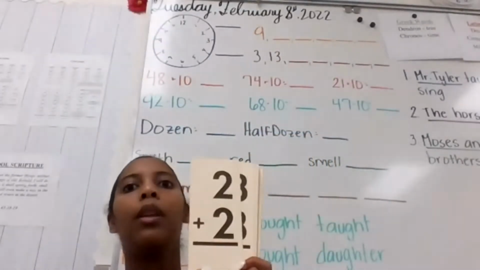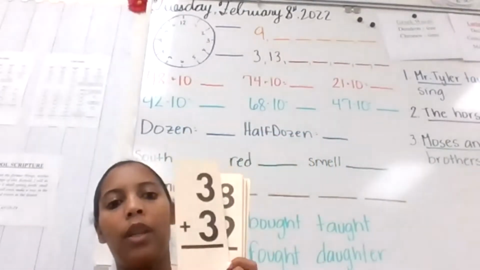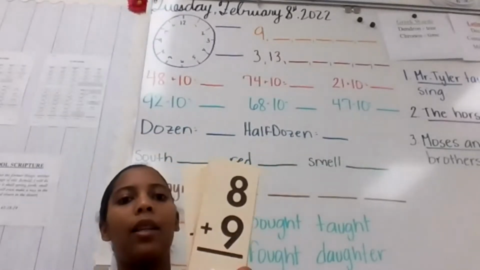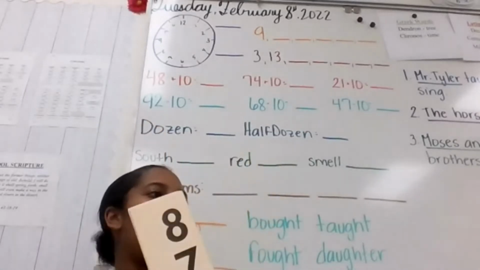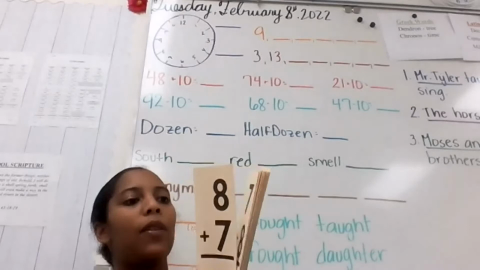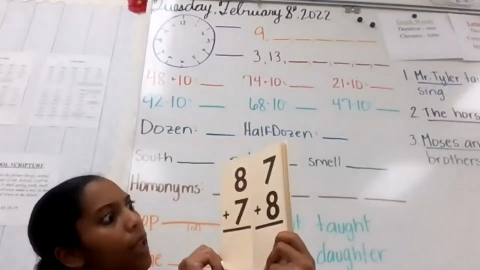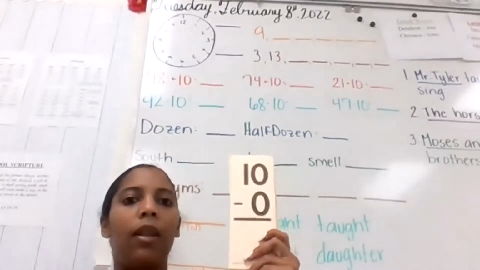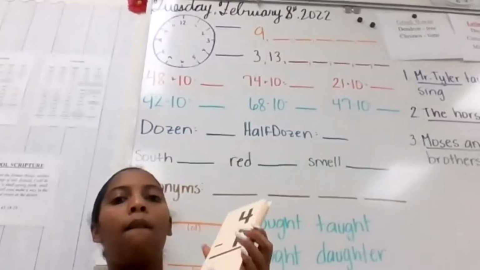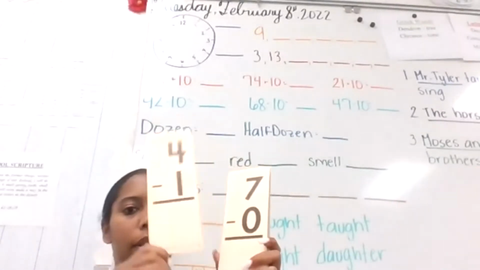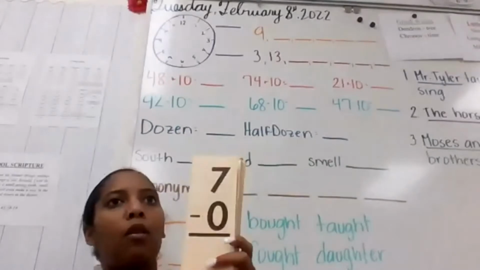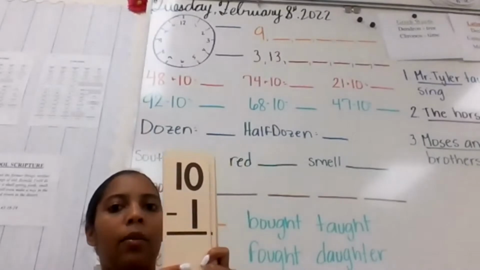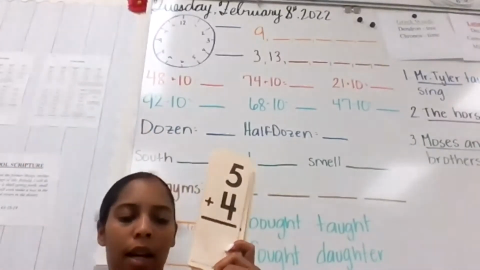2 plus 2 equals 4. 3 plus 3 equals 6. 8 plus 9 equals 17. 8 plus 7 equals 15. 7 plus 8 equals 15. 10 minus 0 equals 10. 4 minus 1 equals 3. 7 minus 0 equals 7. 10 minus 1 equals 9.